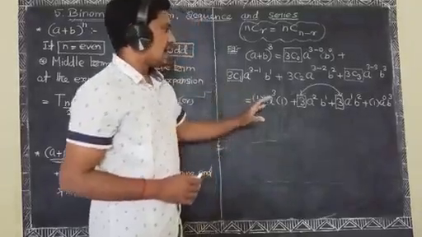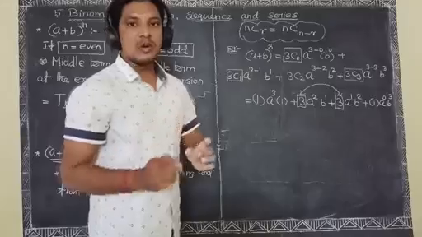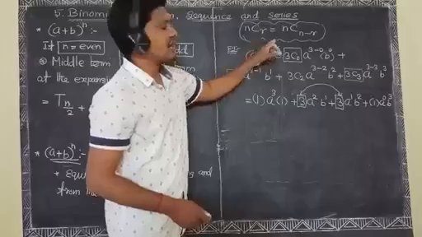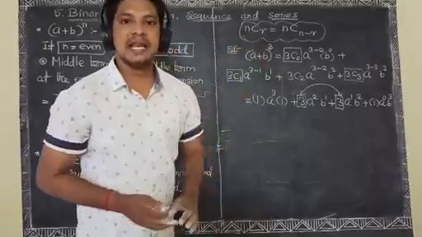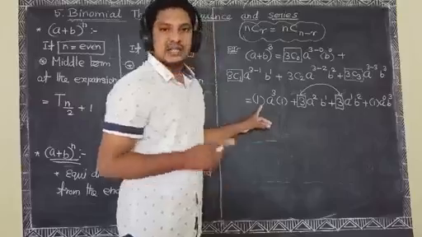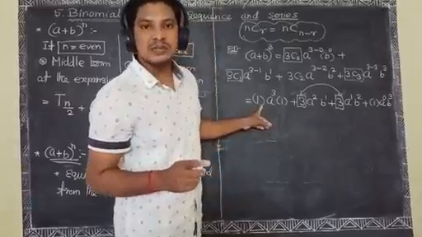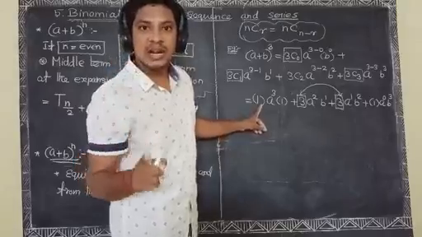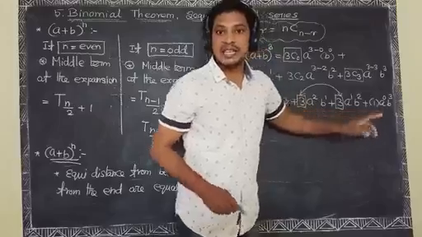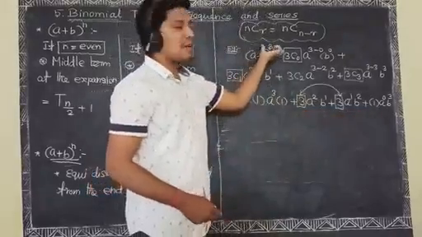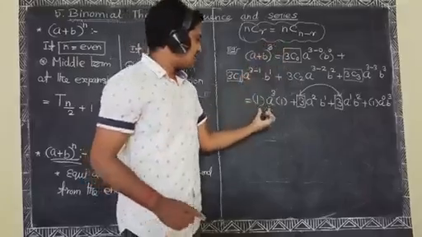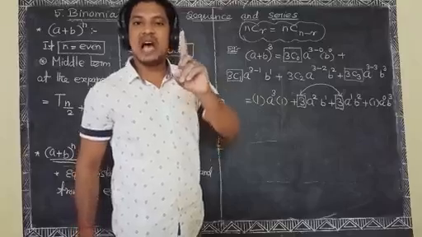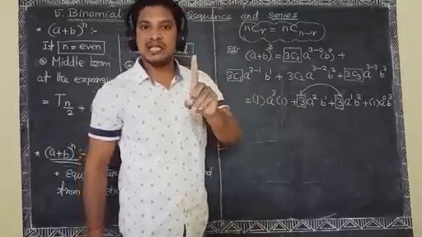Here we conclude another result. In the expansion of a plus b the whole power n, in general, the first term's coefficient is 1, always beginning with 1 and ending with 1. In the expansion of a plus b the whole power n, the first term and the last term always have the coefficient 1.